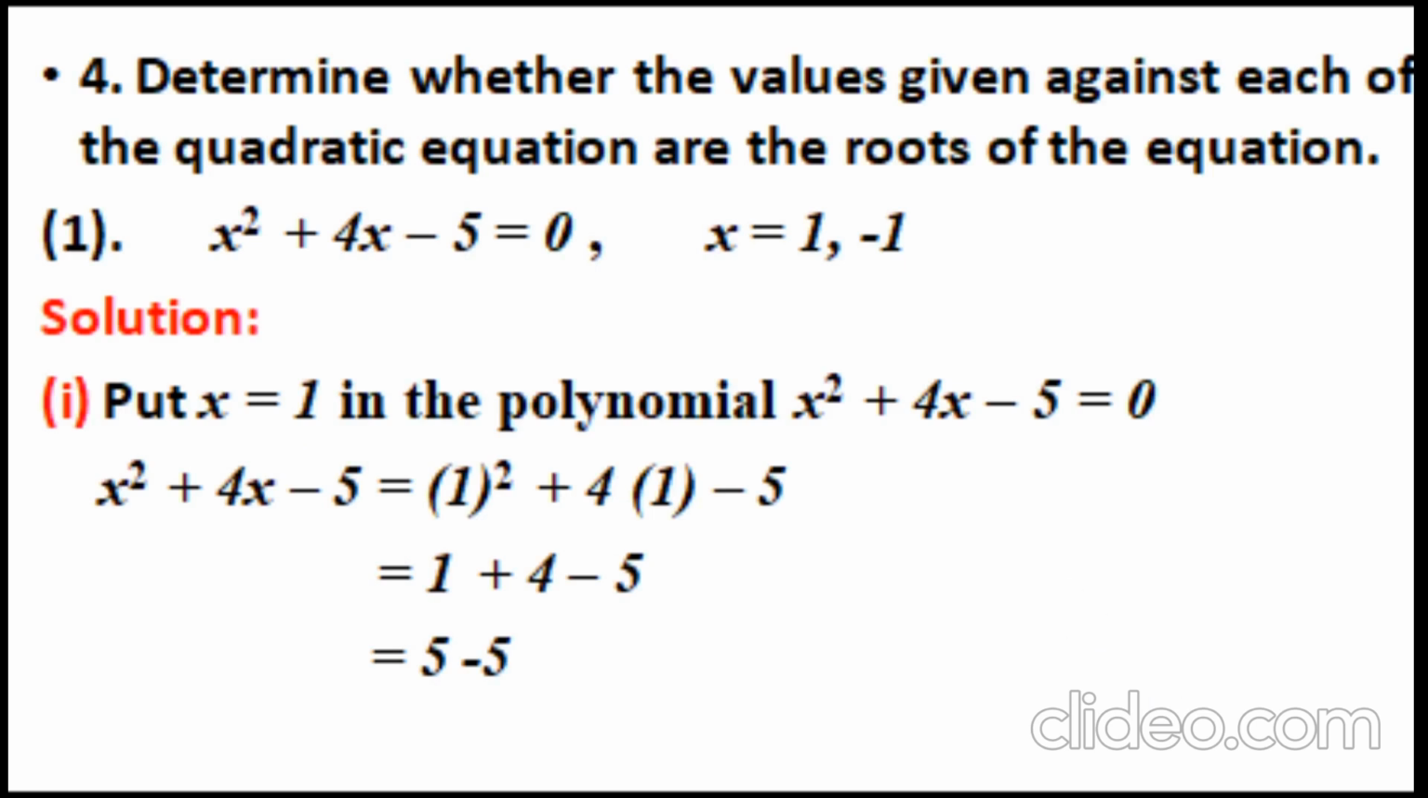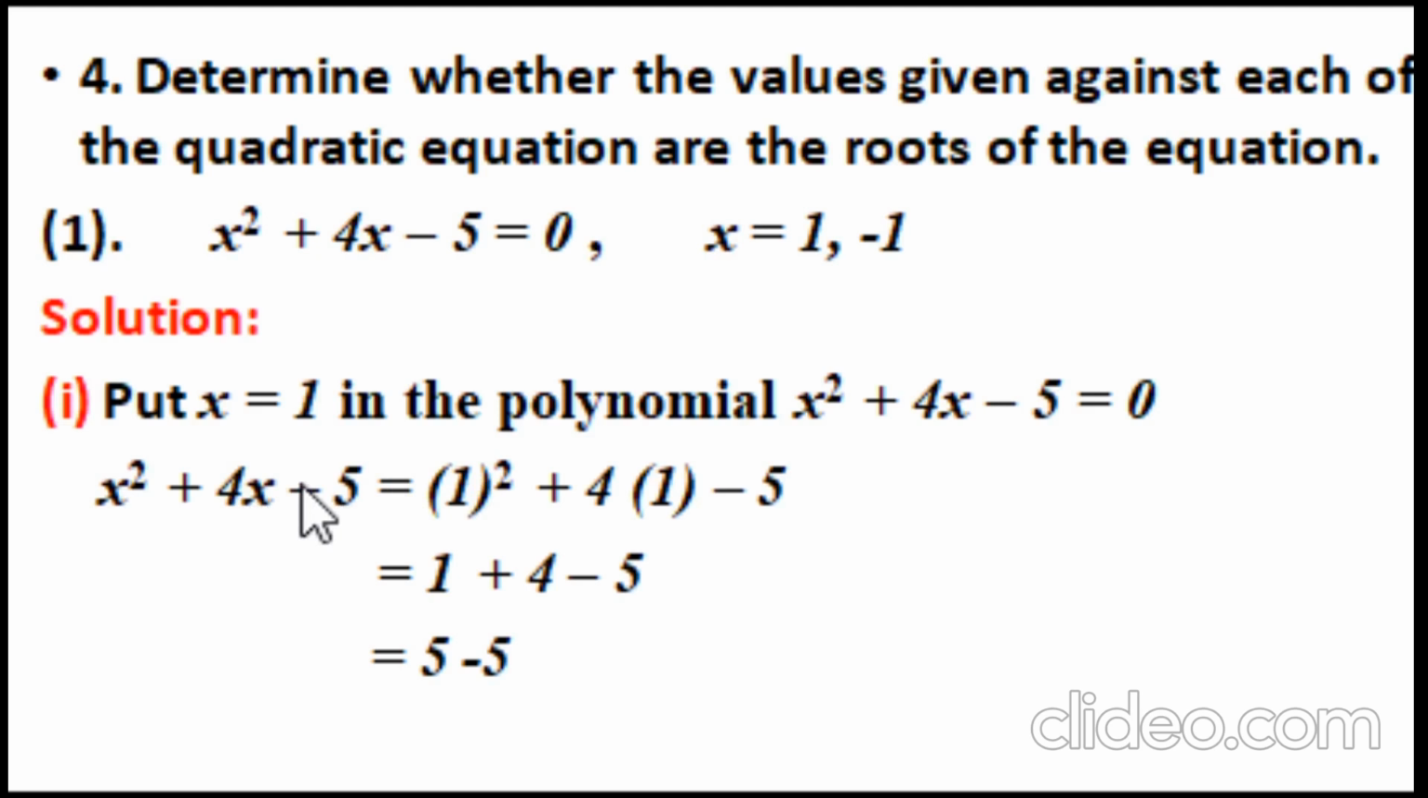Then question number 4: determine whether the values given against each of the quadratic equations are the roots of the equation. So we have to find out whether the given values are the roots of the equation or not. So the first equation is x square plus 4x minus 5 is equal to 0. Now the solution: put x is equal to 1 in the polynomial x square plus 4x minus 5.